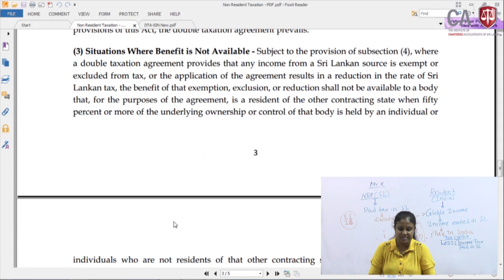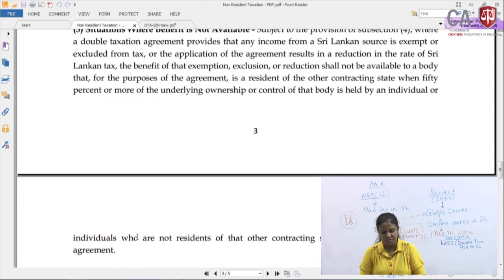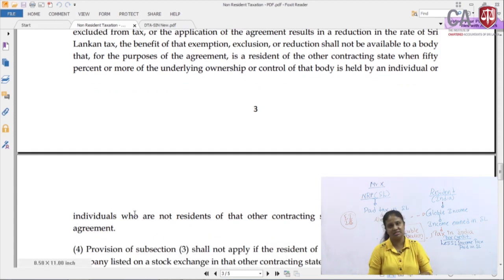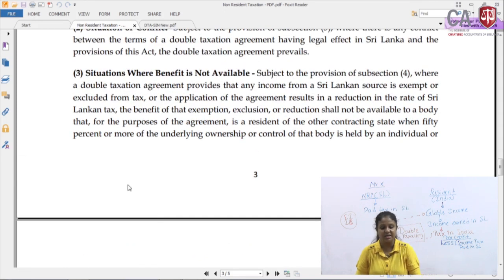The situation is where the body or the particular person, for the purpose of the agreement, is a resident of the other contracting state, where 50% or more of the underlying control of the body is held by an individual or individuals who are non-residents of that other contracting state. This provision has been given to protect our tax revenue.